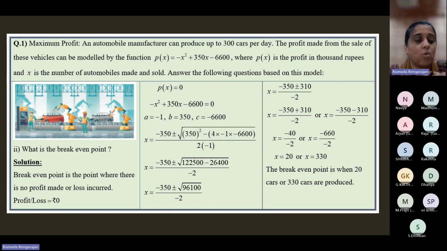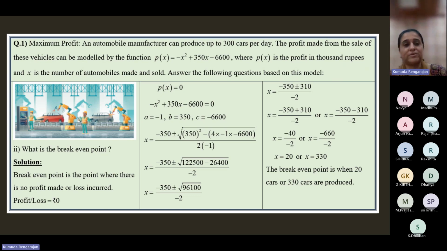The second one is, what is the break-even point? So the break-even point is where the business does not make any profit or loss. No profit, no loss. You have manufactured and sold something, but that's the no profit, no loss point. So the break-even point is a point where there is no profit made or no loss incurred. So basically, profit or loss is equal to 0.